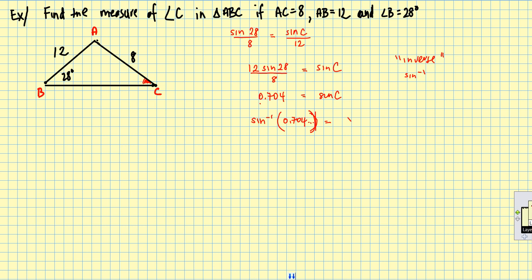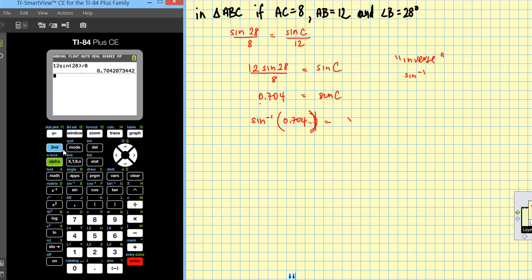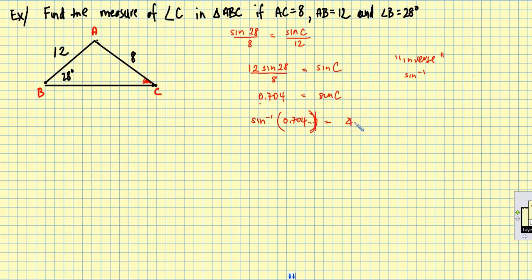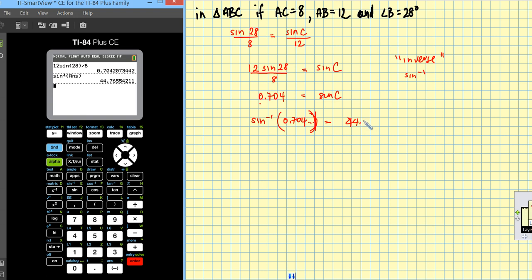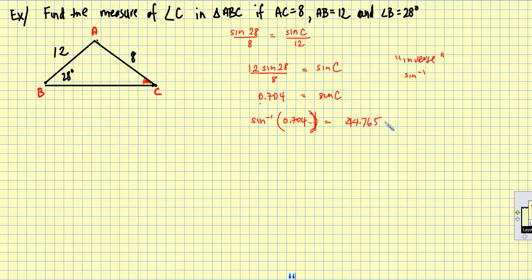So now, back to my calculator, I will do the second function, sine inverse, of the number up here. Instead of writing the whole number out, I can just press second function and go to answer. That puts all of these digits in for my answer without me having to rewrite them. I press enter, and I get 44.765.